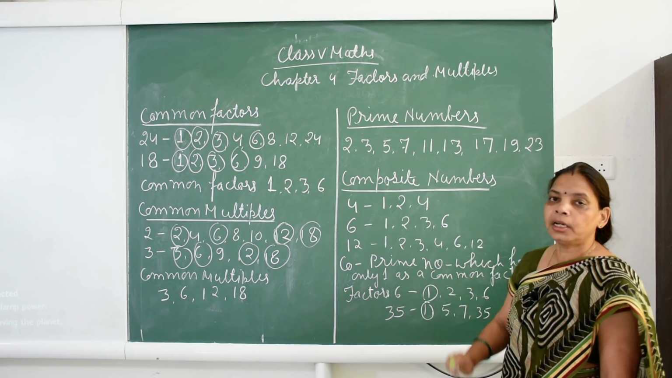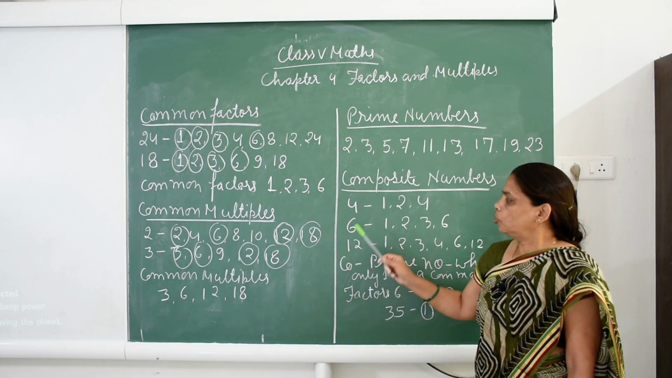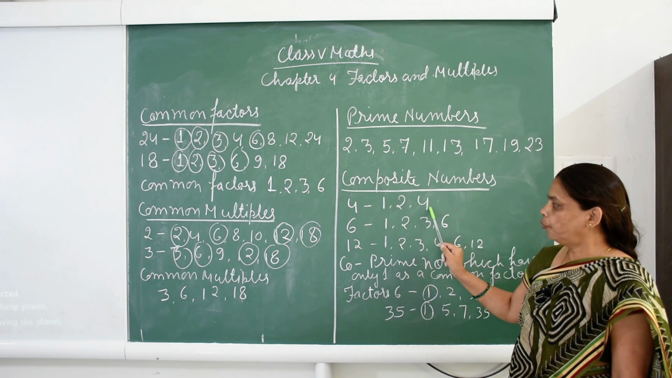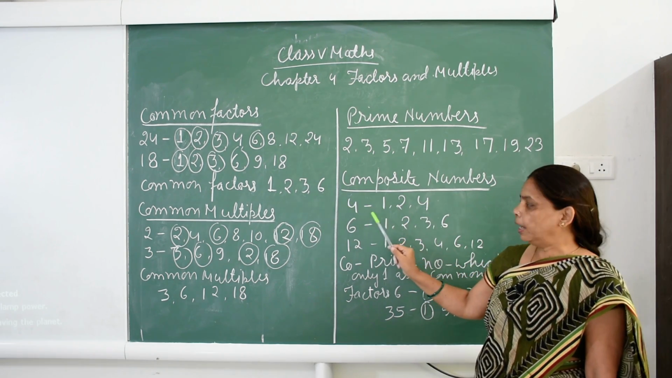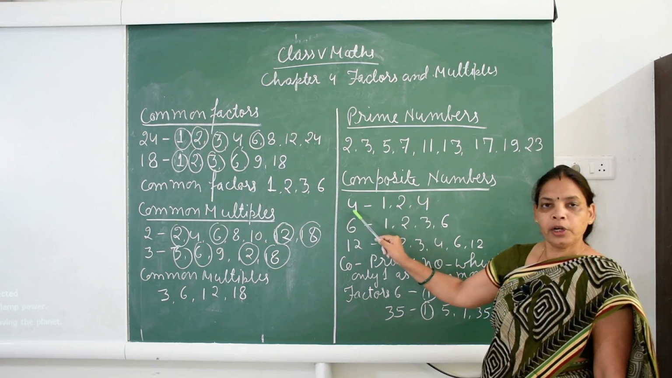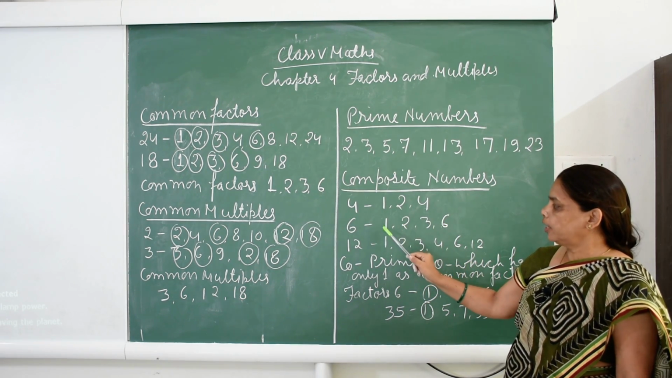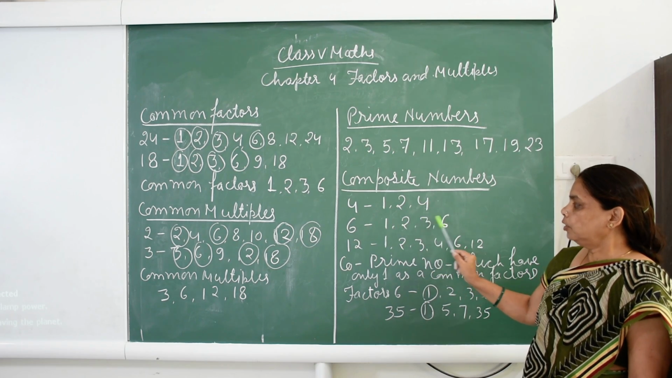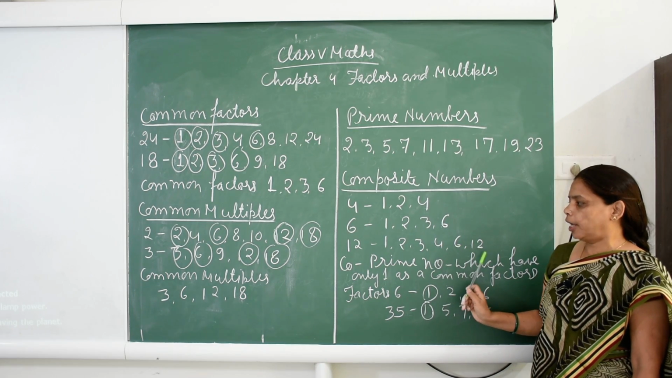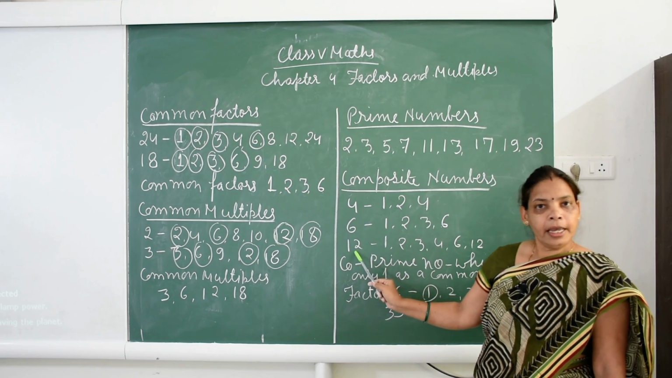What is a composite number? A composite number means a number which has more than 2 factors. For example 4: 1, 2 and 4. The number 4 comes in whose tables? 1, 2 and 4. These numbers divide 4 exactly. Now 6: 1, 2, 3 and 6. 6 has these factors, 1, 2, 3 and 6, 4 factors. Now 12: 1, 2, 3, 4, 6 and 12. These are the numbers which divide 12 exactly.